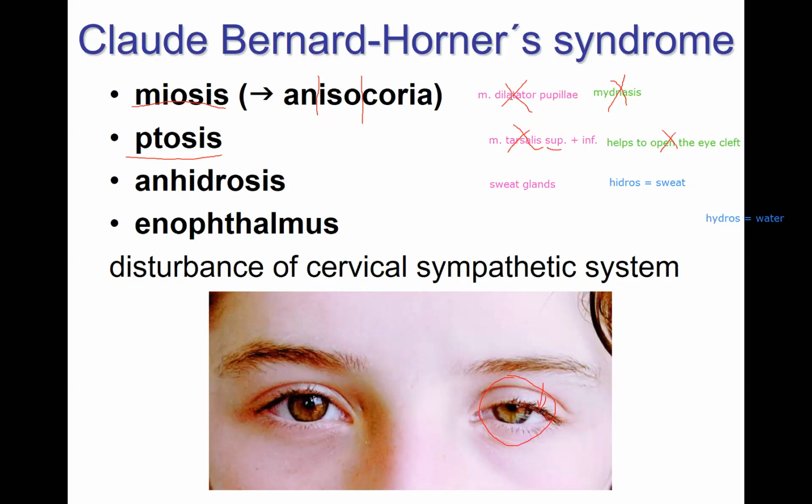So if there are no sweat glands, what happens? You have a face, and especially your forehead is without sweat, so it's dry, yeah? And enophthalmos comes from a musculus orbitalis problem. Where is the musculus orbitalis located? Please write me into the chat. Where is the location of the smooth orbitalis muscle? Where can we find it?